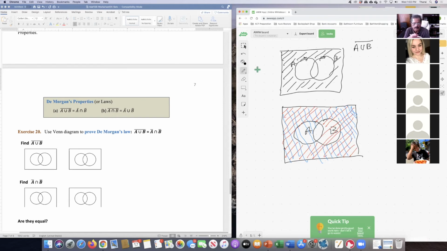Yes. So that proves the De Morgan's first law. A union B bar is equal to A bar intersection B bar. We just proved it. Any question on that?